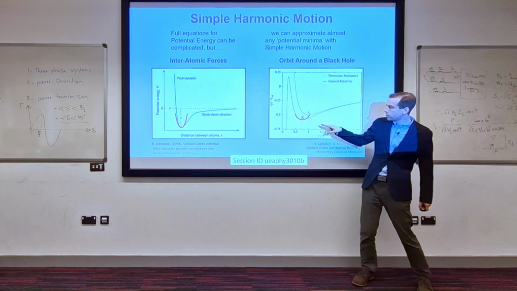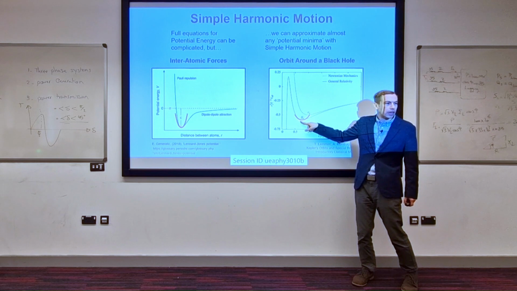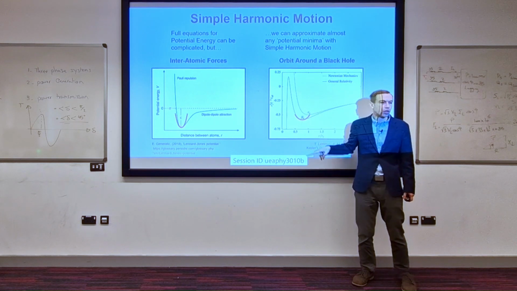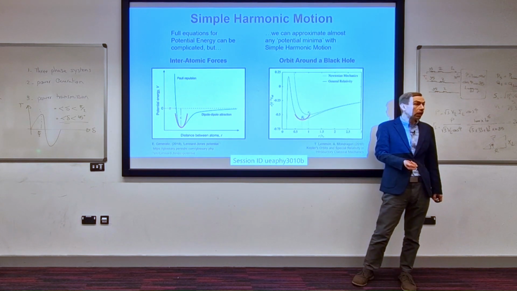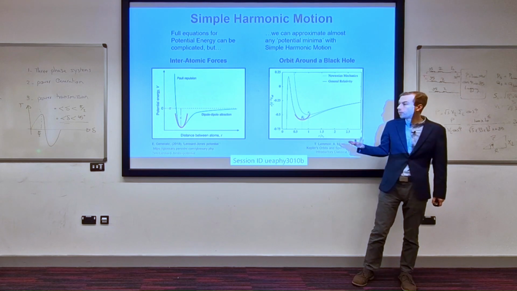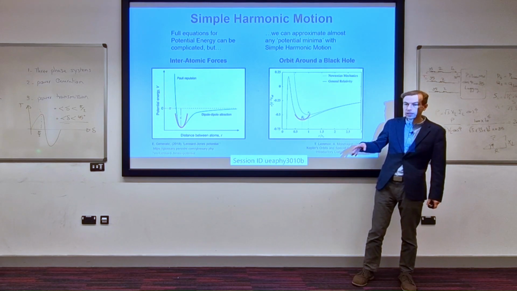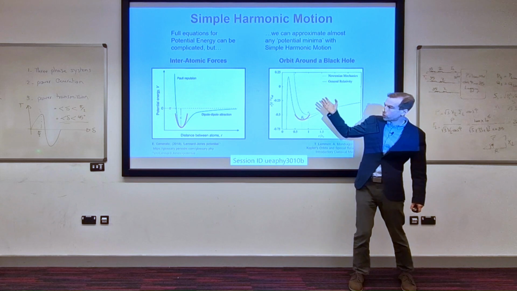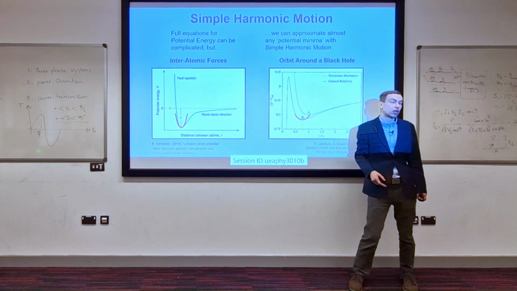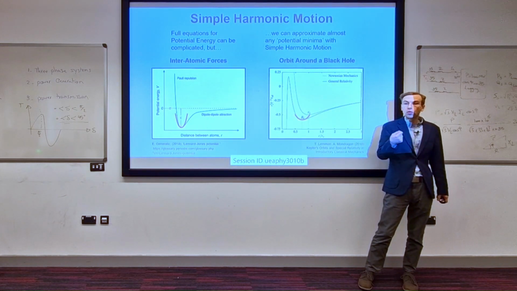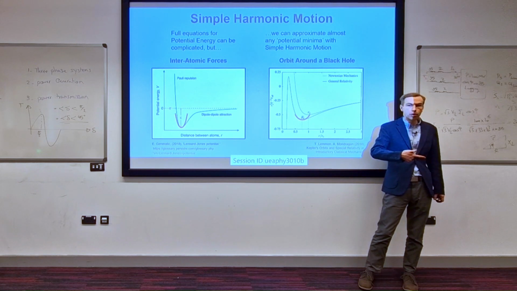So whenever we have anything close to a minimum and it's just kind of oscillating around, we can just use those equations that you guys worked through for simple harmonic motion, whether we're thinking about black holes or atoms or nuclear physics. We can always approximate it with simple harmonic motion.